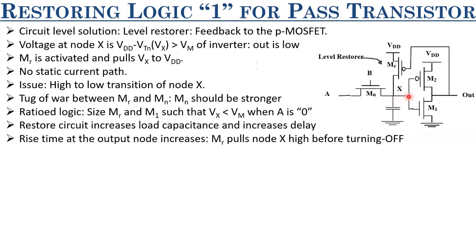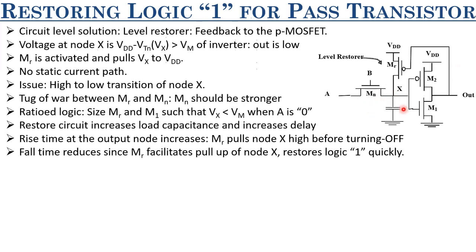And if Vx is going from high to low, the output is rising, right? So the rise time actually increases because Mr is trying to pull this node X towards VDD before turning off. However, at the same time, it would also facilitate in reducing the fall time. Why? Because the moment this node X gets charged to Vm or VDD by 2, this node actually switches to 0 and this level restorer turns on and it quickly charges this to VDD. Therefore, the output fall time, which is actually related to the input rise time, that actually reduces significantly.